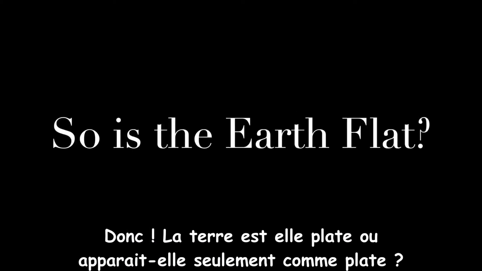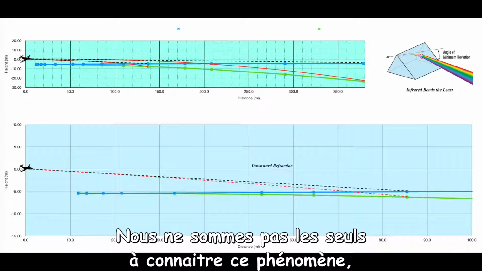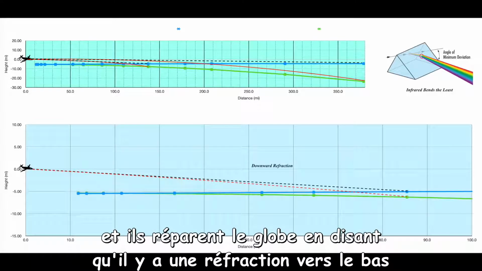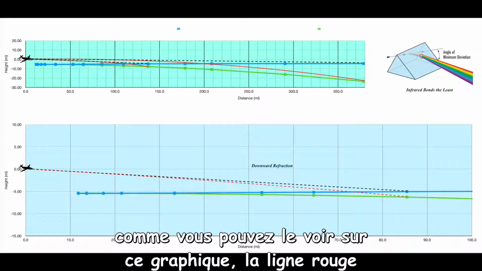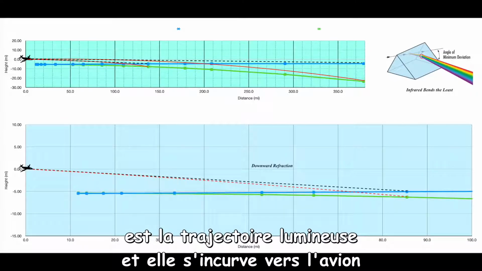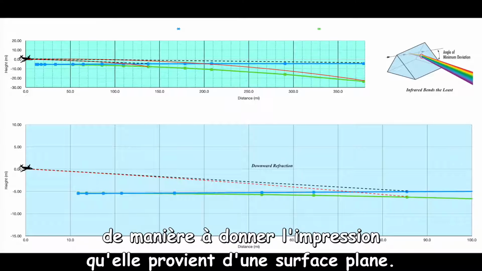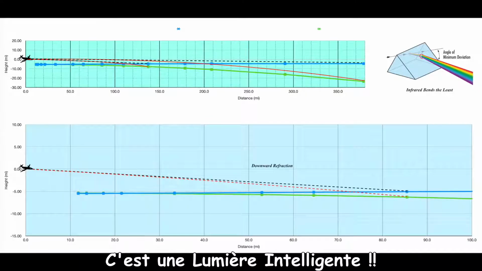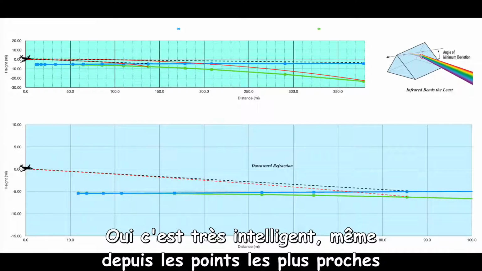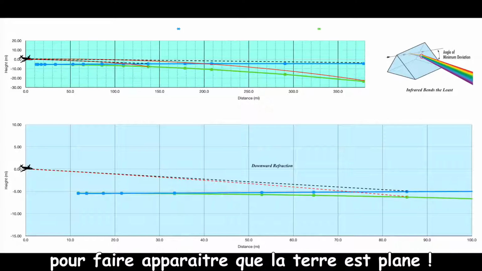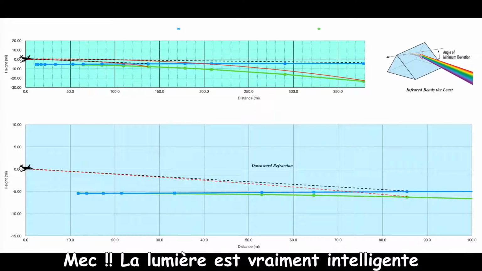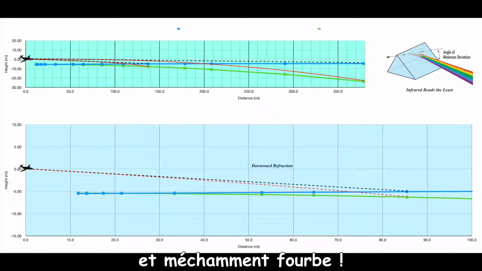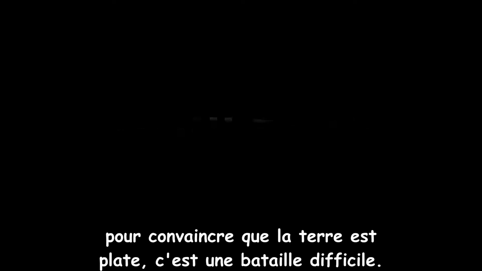So, is the Earth flat, or does it only appear to be flat? Now, we're not the only ones to know about this phenomenon, and they patch up the globe by saying there's downward refraction. As you can see in these charts, the red line is the light path, and it curves down towards the aircraft in such a way as to make it appear as if it's coming from a flat surface. Isn't that incredible? It's a smart light. Yeah, it's very smart. Even from close-in points and far-away points, it curves just right to make it appear that the Earth is flat. Man, light is really intelligent and wickedly deceitful. To convince people the Earth is flat, it's quite an uphill battle, folks.